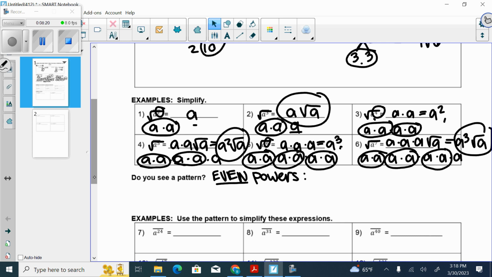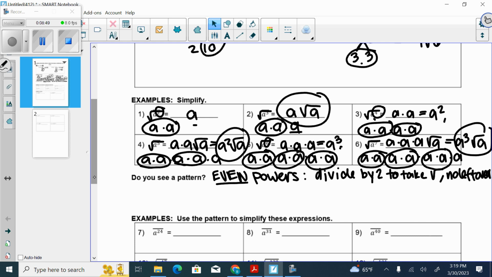So that's going to be our rule. So we will divide by 2 to take a square root. And that means there's not going to be any leftovers, right? So no leftover.